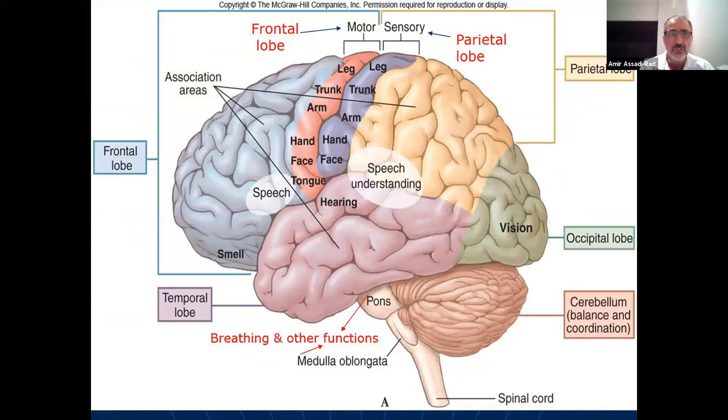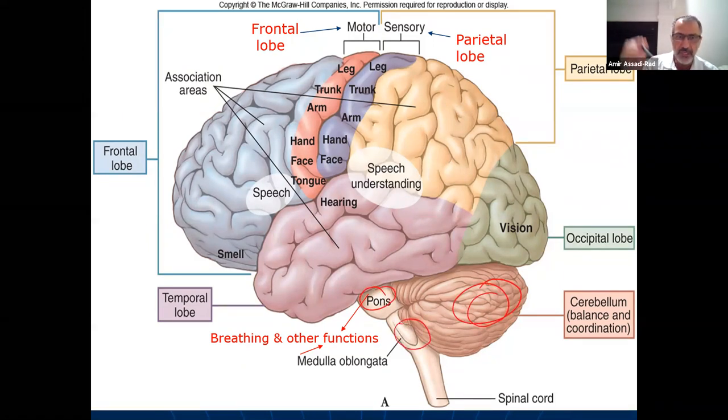Parts of the brain that I want you to know: there are the four lobes. And then you have to know the cerebellum right here. This is the cerebellum, and pons, and medulla oblongata. Okay. So I labeled the functions in here. So you should know the functions of the lobes.